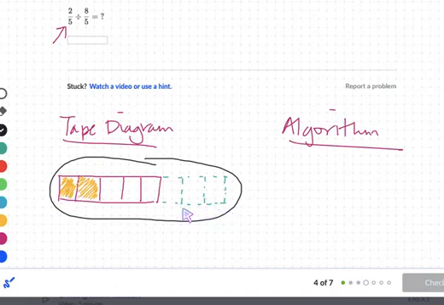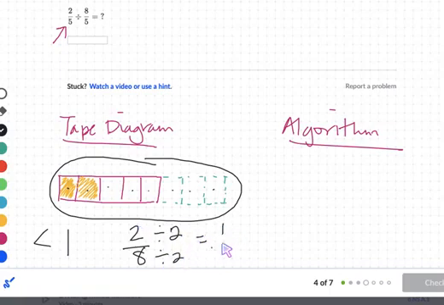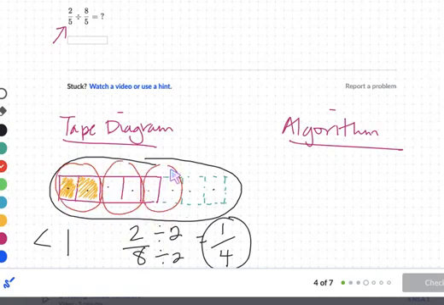So the answer here is going to be less than 1. It's going to be less than 1 whole. I have 1, 2 out of 3, 4, 5, 6, 7, 8 that I needed. So my answer is 2/8. If I reduce that, I'm going to need to divide top and bottom by 2. 2 divided by 2 is 1. 8 divided by 2 is 4. So the answer is 1/4. I only have 1 out of the 4 that I need. I have 1 out of 2, 3, and 4 that I need.